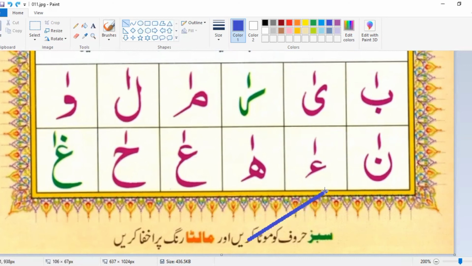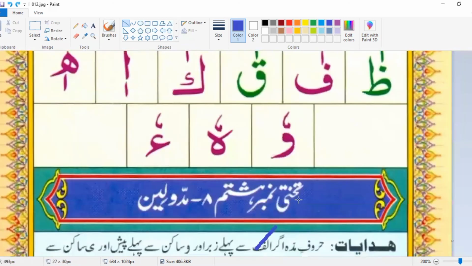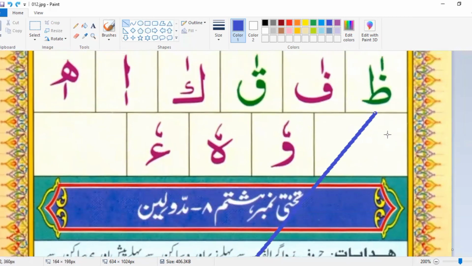Hamza standing fatha, remember the sound of Hamza is not ha. This is a common mistake. Hamza standing fatha, ha standing fatha, ha. Ain standing fatha, ha standing fatha, ha. Ghain standing fatha, gha. Za standing fatha, za. Fa standing fatha, fa. Qaf standing fatha, qa. Kaf standing fatha, ka.